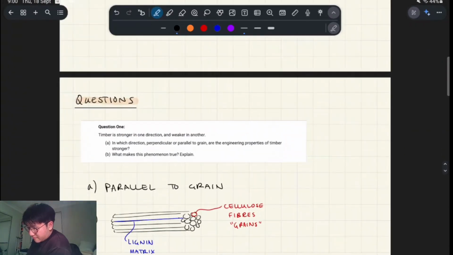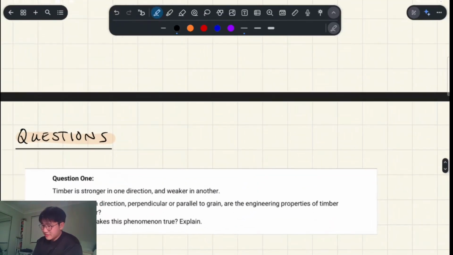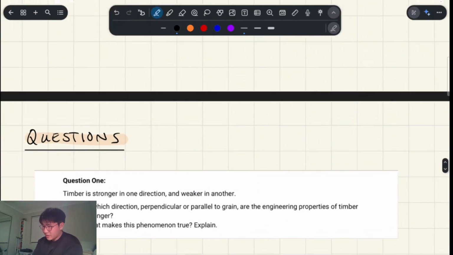Okay, so question 1: timber is stronger in one direction and weaker in another. In which direction, perpendicular or parallel to the grain, are the engineering properties of timber stronger? B, what makes this phenomenon true? Explain. So when we're talking about parallel or perpendicular to the grain, right?